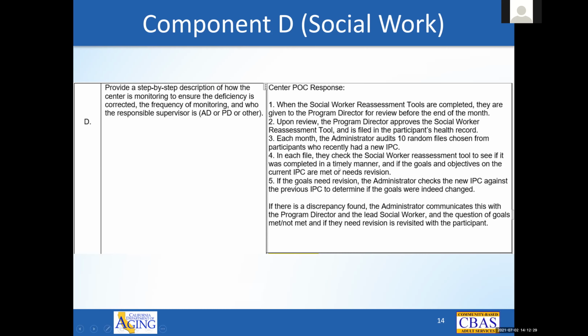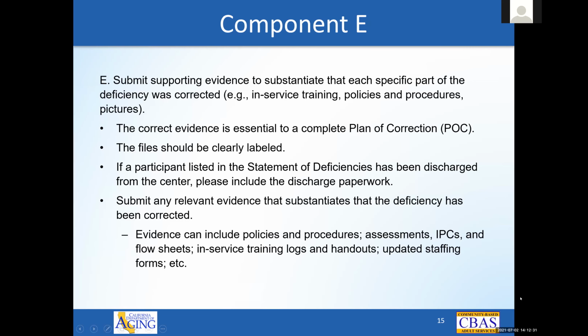And then next we will go over component E. So component E is to submit supporting evidence that substantiates that each specific part of the deficiency was corrected. For example, in-service training, policies and procedures, pictures. The correct evidence is essential to a complete plan of correction. The files should be clearly labeled.